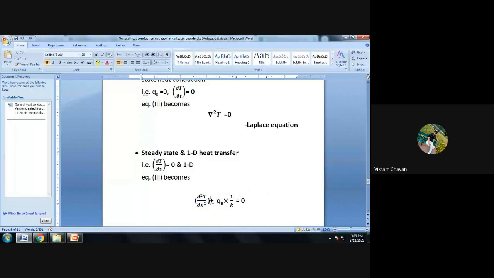If you want to consider the z coordinate or the y coordinate, you can convert this equation into the z direction only, or into the y direction only. So this is the equation for steady state and one dimensional heat transfer. Okay, getting everyone?